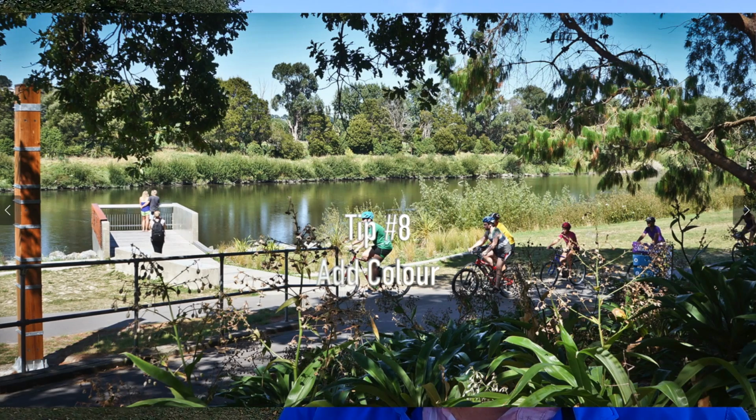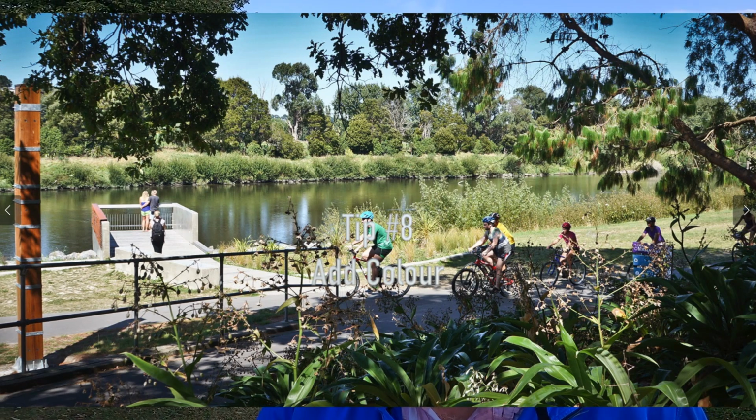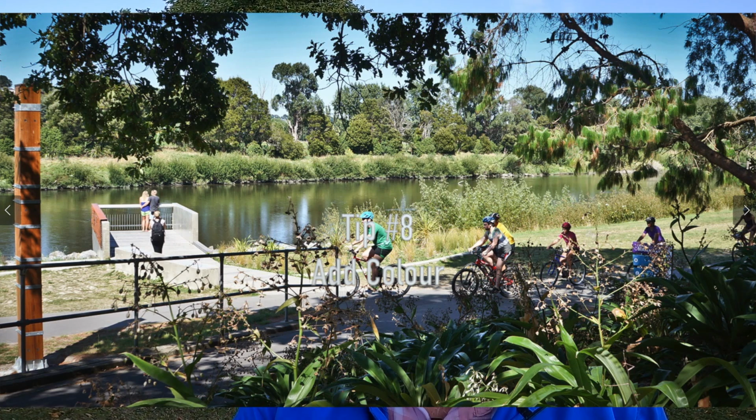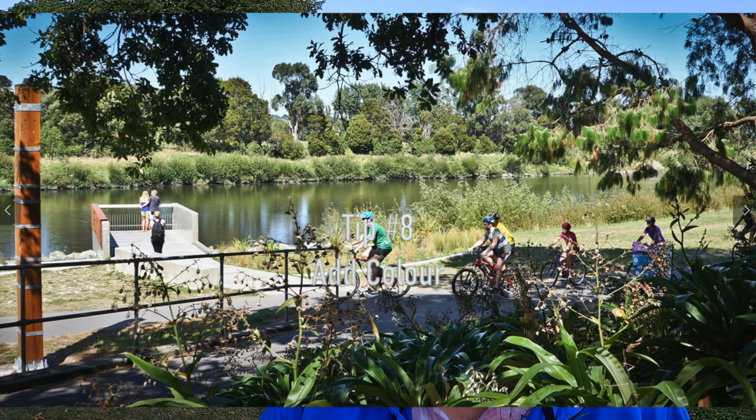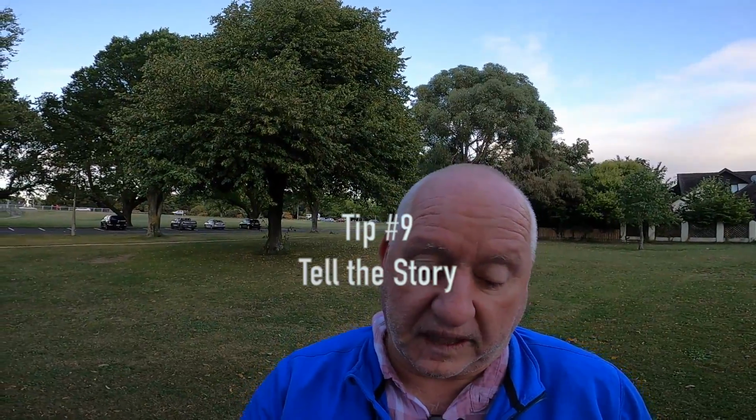Also, add colour. Most of our landscapes have a relatively limited palette. They generally are blues and greens because the sky's blue. Grass and trees are green. Photographers get really excited in autumn when there's yellows and orange and red leaves. So if you can actually increase the colour palette, then that makes life a lot better.